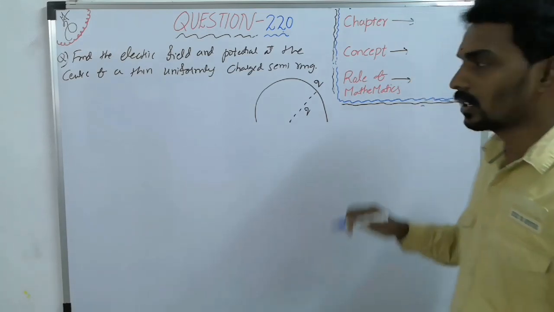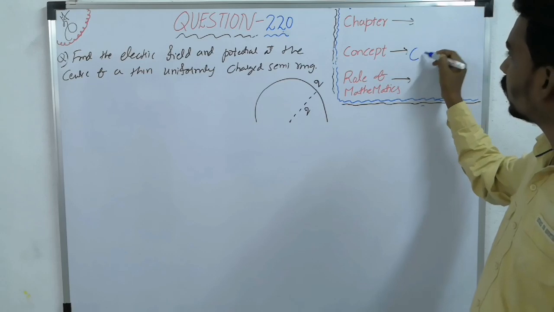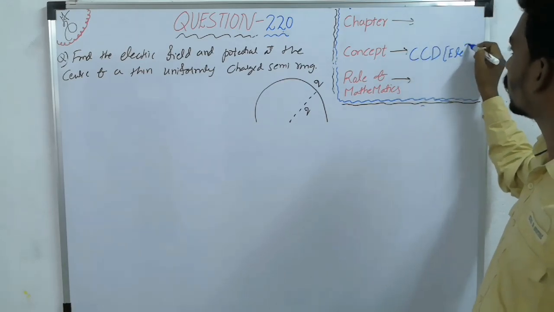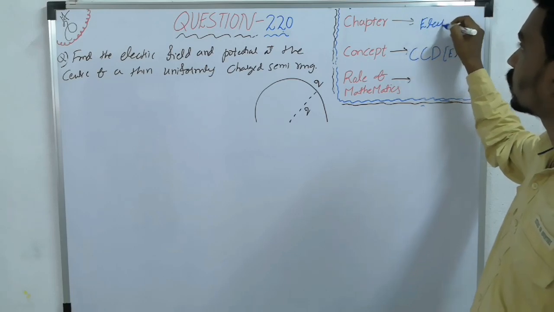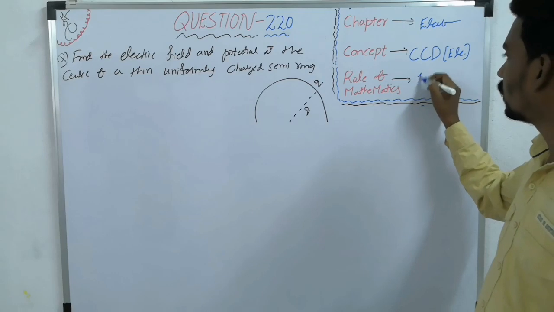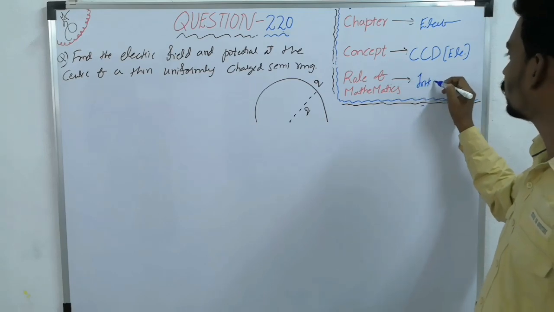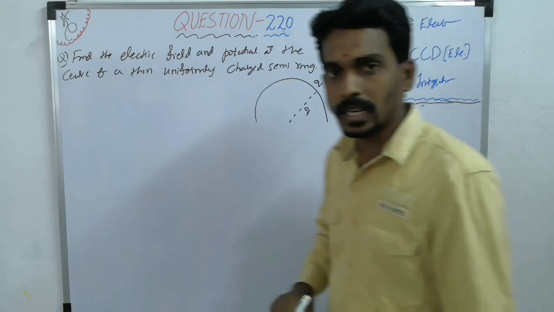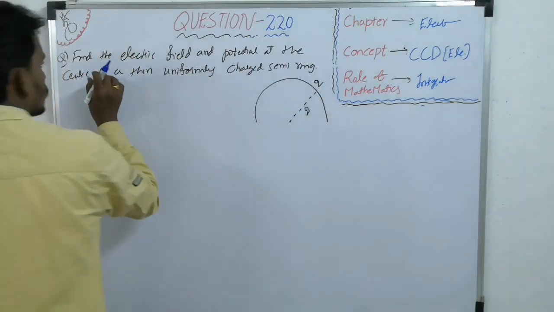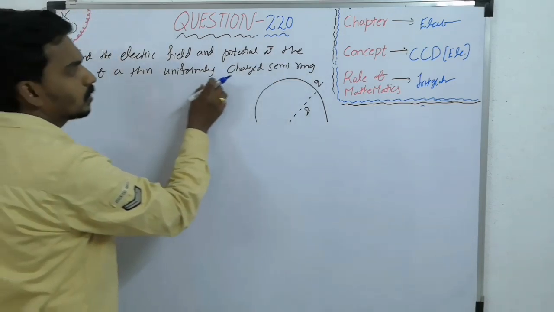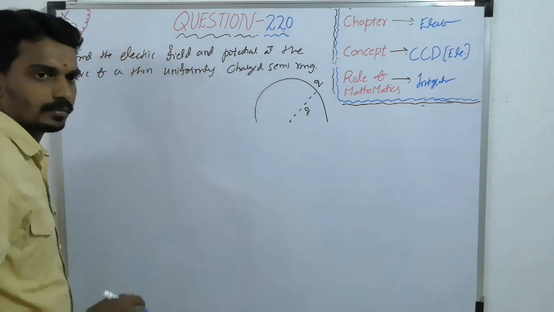Take one question related to continuous charge distribution: how to find the electric field from electrostatics using Coulomb's law. Whenever a continuous distribution comes, obviously we will use integration. So find the electric field and potential at the center of a thin uniformly charged semi-ring.